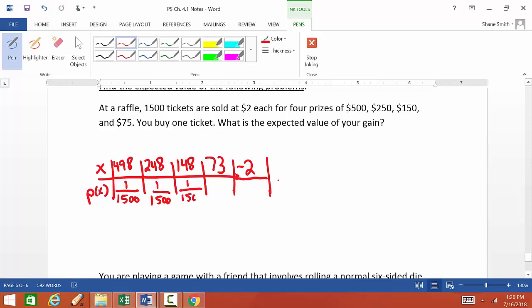But for this problem, it's just 1 out of 1,500. And then that leaves 1,496 tickets left over to be losing tickets. So notice how all my probabilities add to 1. Double check that that's right. And I subtracted $2 from each prize. And now we calculate the expected value.